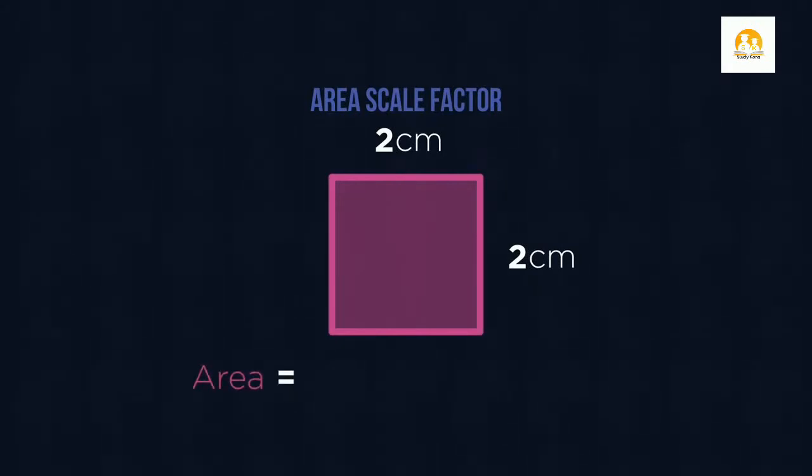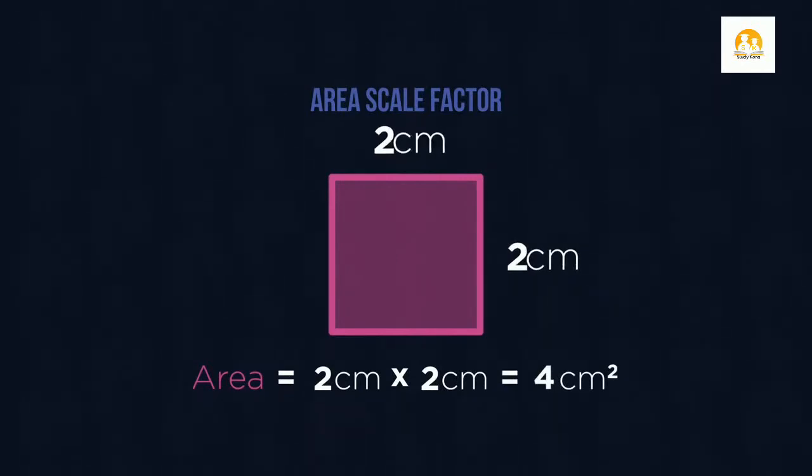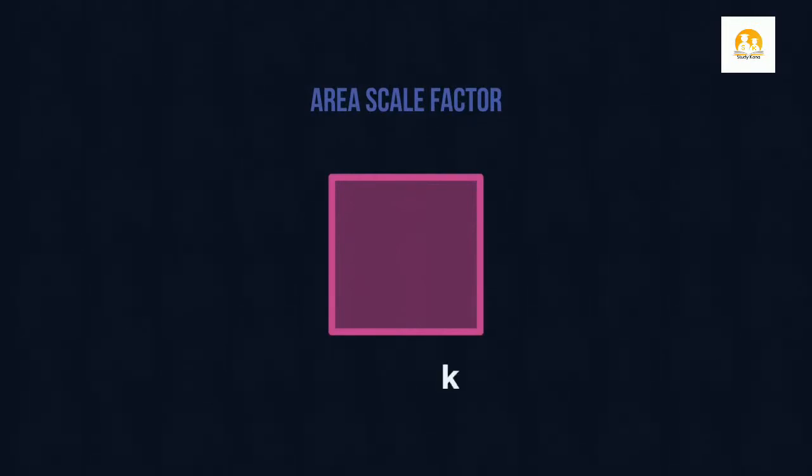Be careful here. The area does not double as you might think. Instead, it will be 2 centimeters times 2 centimeters, which is 4 centimeters squared. Although the lengths were multiplied by 2, the area has been multiplied by a scale factor of 4. The rule of thumb is that when the lengths of a shape are multiplied by a constant scale factor, represented by k, then the area will be multiplied by k squared.